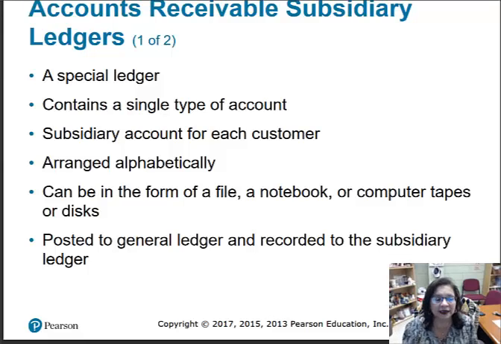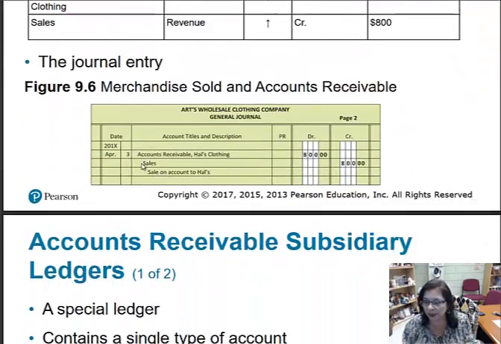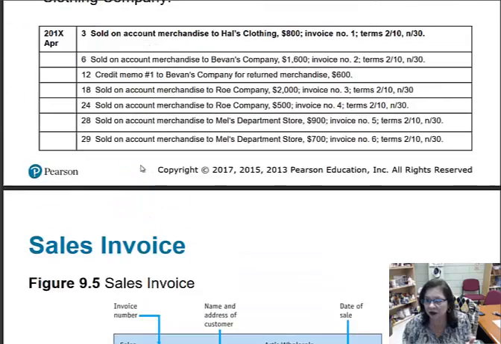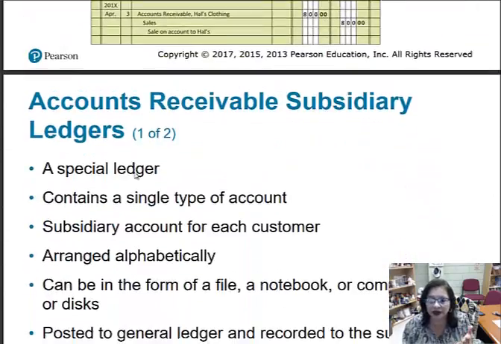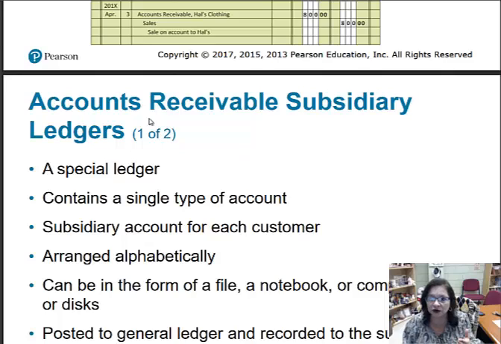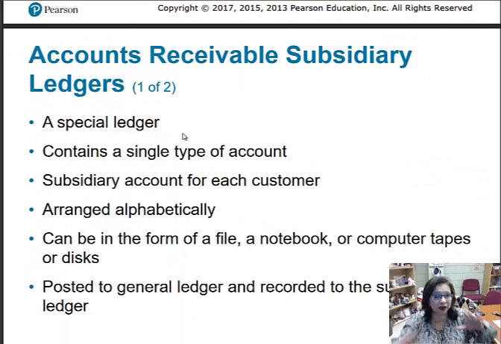So now we're going to be looking at the subsidiary ledger, as I stated before. What this means is that now in your accounts receivable, where it said before you have your Rowe, Mel's, or Hal's Clothing, all those people are individual ledgers. That's why your accounts receivable will be the total, and then your subsidiary is the individual persons that you are giving credit to, making that total number.